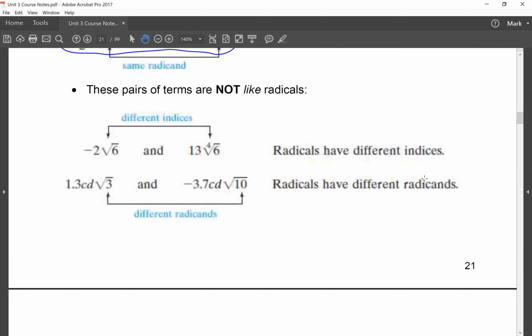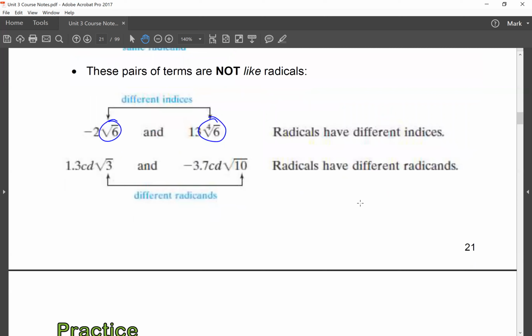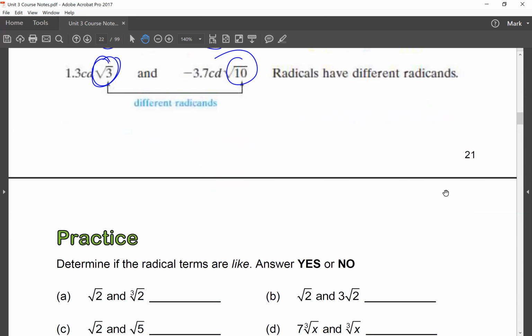These pairs of terms are not like radicals. So root 6 and then this 4th root of 6, it's not the same. Yes, the numbers under the root sign are the same, but the index is not the same. One is a square root and one is a 4th root. Not a cube root, not a square root, a 4th root. Same thing here. These are both square roots, but one is root 3 and one is root 10. So not the same numbers.